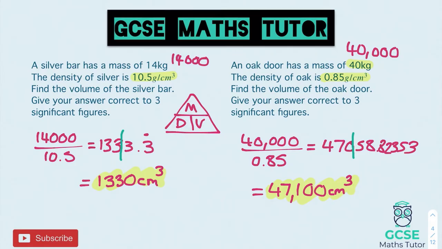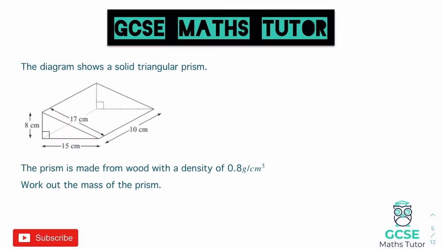All very similar questions. So let's have a look at something slightly different. Okay, so this question says the diagram shows a triangular prism. And it says the prism is made from wood with a density of 0.8 grams per centimeter cubed. Work out the mass of the prism. So just thinking about our formula very quickly, to get mass, density is equal to mass over volume. So to work out mass, we would cover up the M, and it's density times volume. So in this question, all we need to do is density times volume.